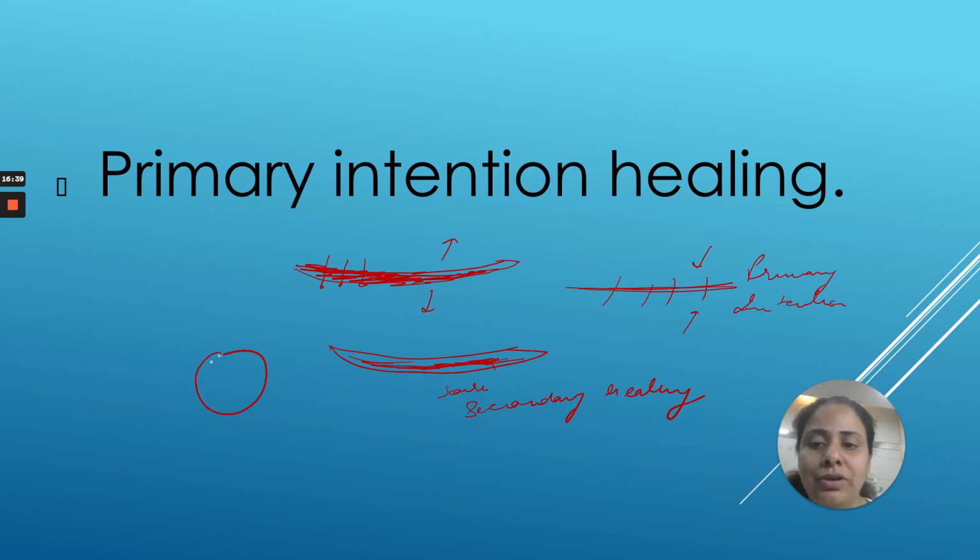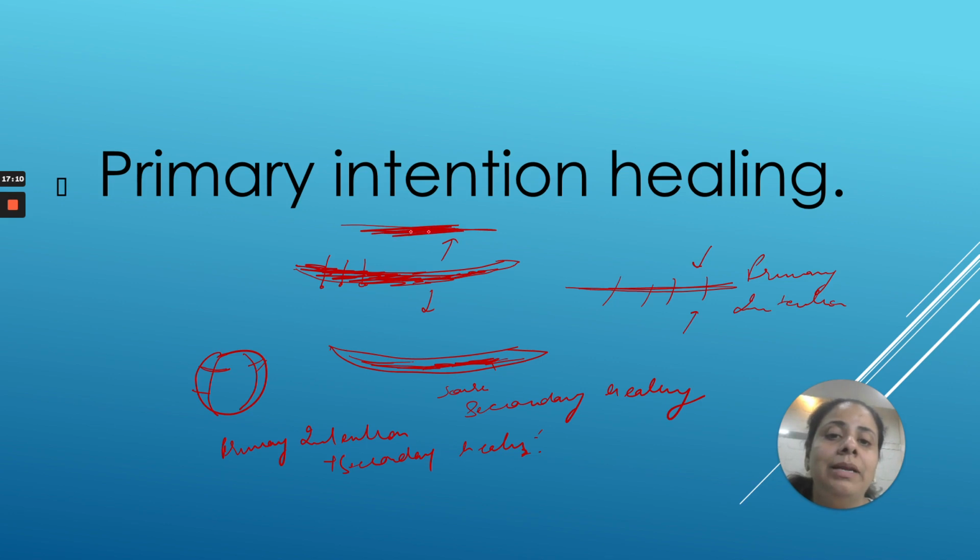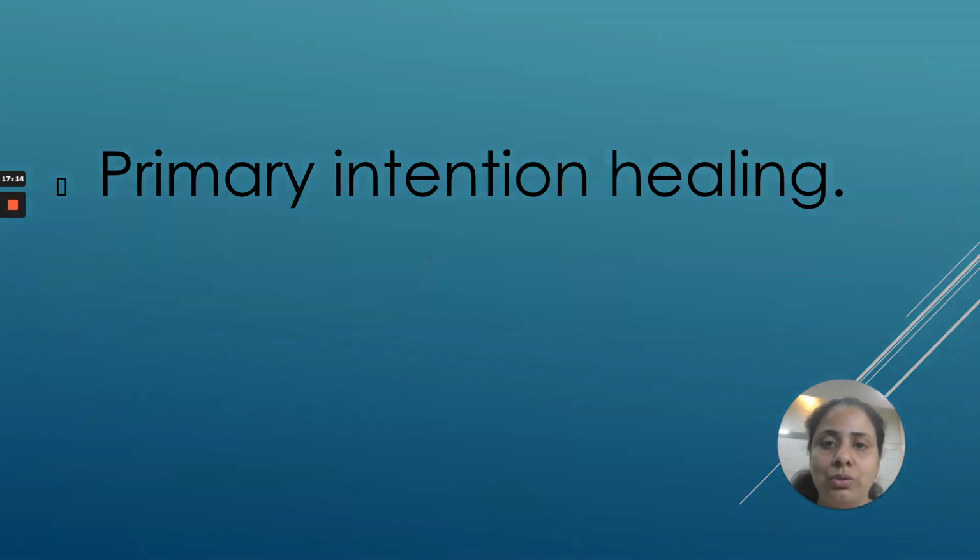Suppose you're doing the extraction, and of course you cannot close these completely because there is a bony socket here. In that case, even if you give the sutures, you can bring the sutures still here without any tension, and here it will be primary intention plus secondary intention healing. It will be combined. Okay, so my aim is to do the suturing to motivate the primary intention healing as far as possible. Okay, so this is the goal of my suturing.